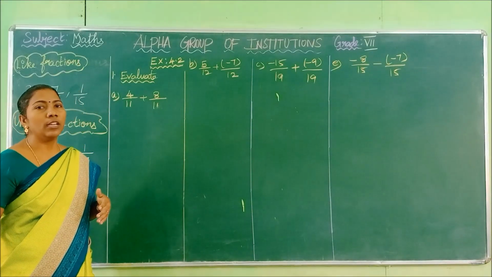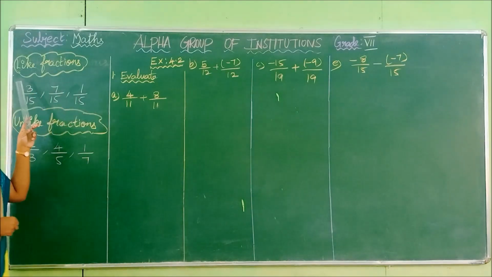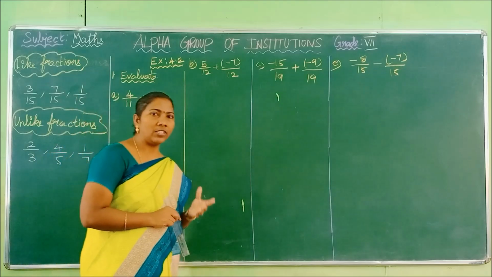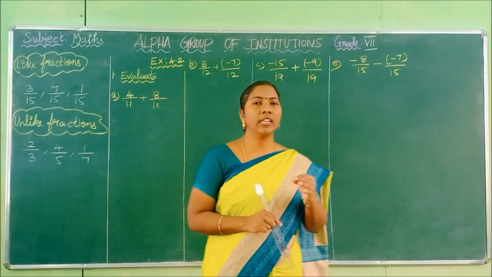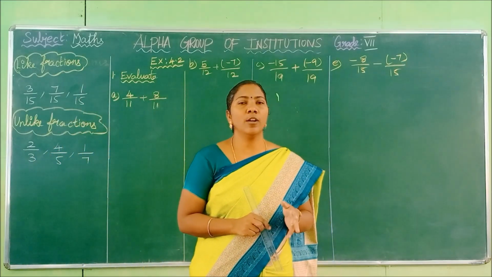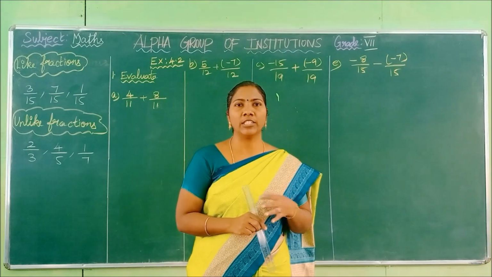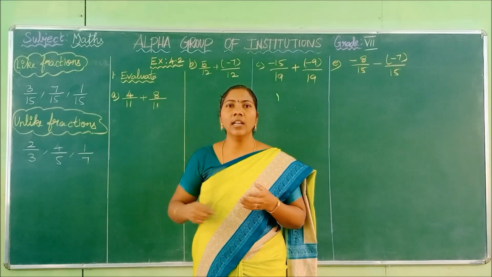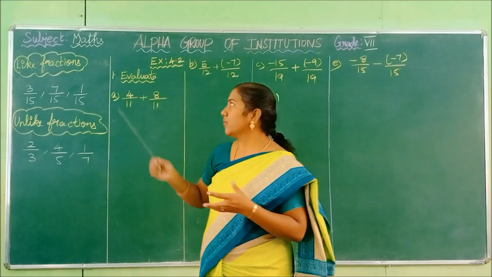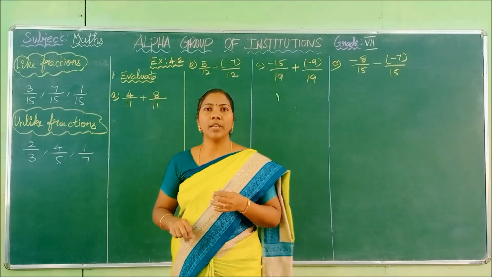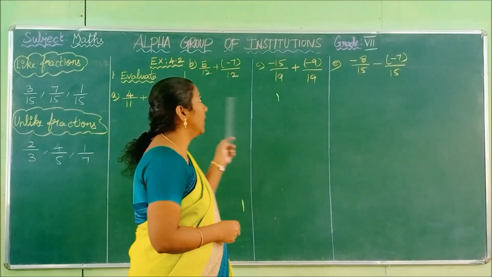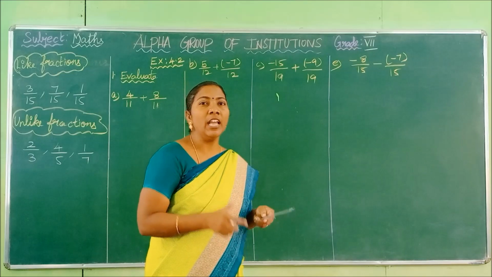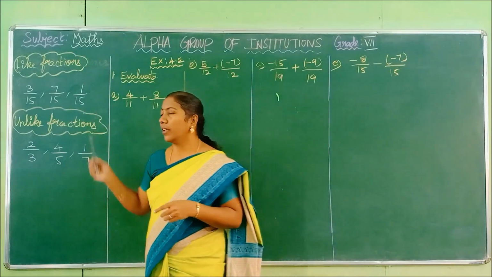Before that, we are going to see about like fractions and unlike fractions. What is meant by a fraction? A fraction is a part of a whole. It contains a numerator and a denominator. Already we have seen about fractions. Once again we are going to recall like fractions and unlike fractions. Why? Because we are going to evaluate the sums from exercise 4.2. In that we have rational numbers, so we must know about fractions. That's why we are recalling it.